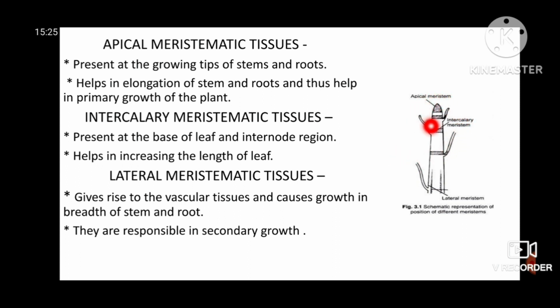As we can see here, from this region the plant grows, so the apical meristem is present here just to increase the size of the plant and it helps in the primary growth of the plant. Intercalary meristem is present at the base of the leaf and it is also present in the area from where the branches grow. It increases the length of the leaf. Lateral meristematic tissues are present in the bottom of the plant and help in the growth of breadth and also help in the secondary growth of a plant.